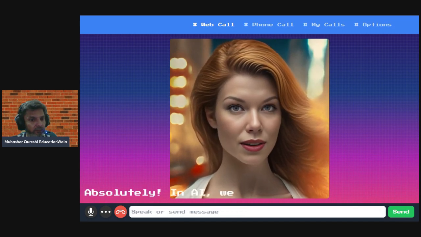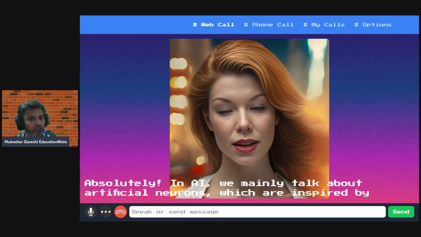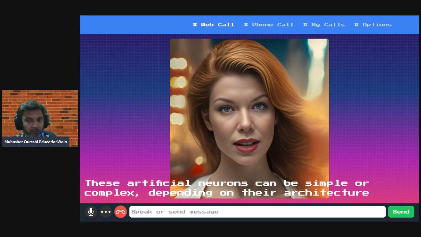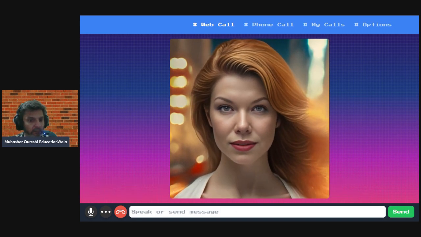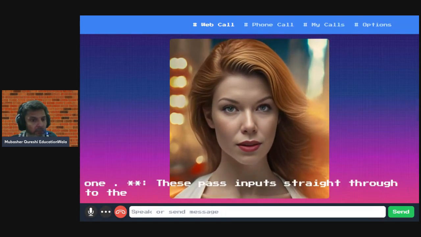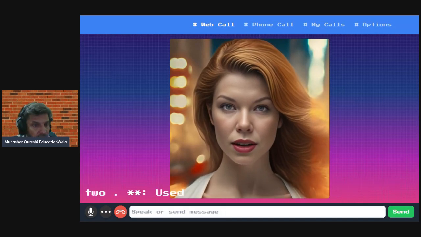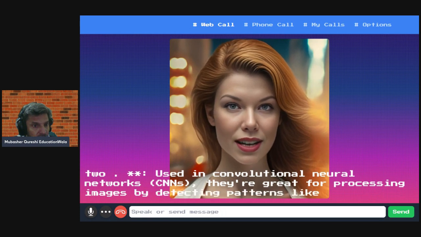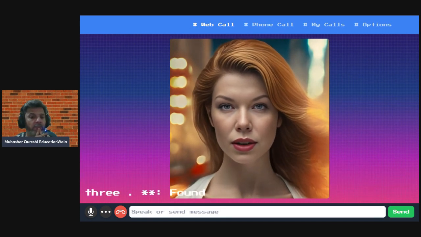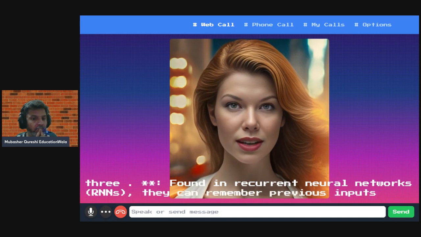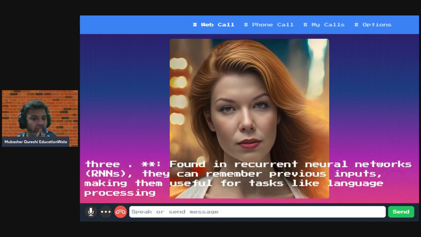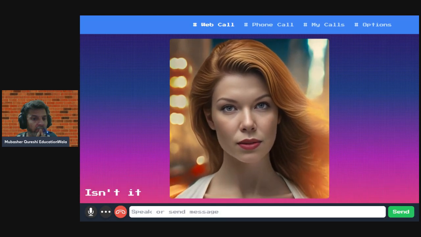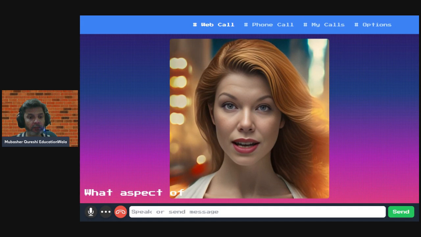Absolutely. In AI, we mainly talk about artificial neurons, which are inspired by biological neurons. These artificial neurons can be simple or complex, depending on their architecture. Some common types include: 1. Feedforward neurons, which pass inputs straight through to the output layer without looping back. 2. Convolutional neurons, used in convolutional neural networks, since they're great for processing images by detecting patterns like edges and textures. 3. Recurrent neurons, found in recurrent neural networks (RNNs), which can remember previous inputs, making them useful for tasks like language processing. Each type plays a unique role in helping AI learn and make decisions. Isn't it cool how they all work together? What aspect of AI interests you the most?